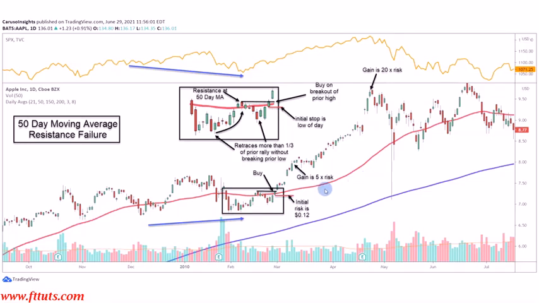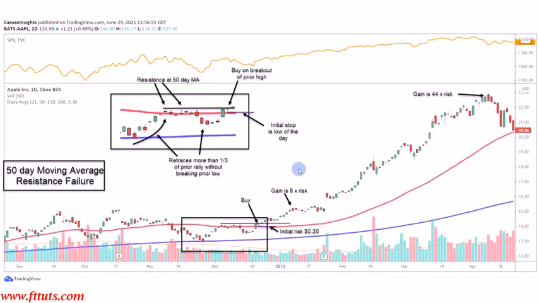Another thing to keep note of was that Apple was showing quite a bit of relative strength throughout this pattern. You can see we made higher lows in Apple, where the market made lower lows. That really added to the underlying strength of the stock and why this would be a setup for you to be looking at to buy this 50-day moving average resistance failure.